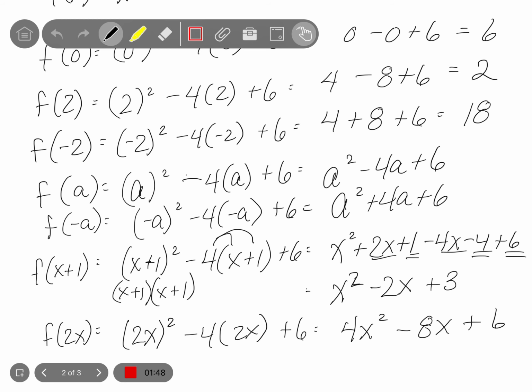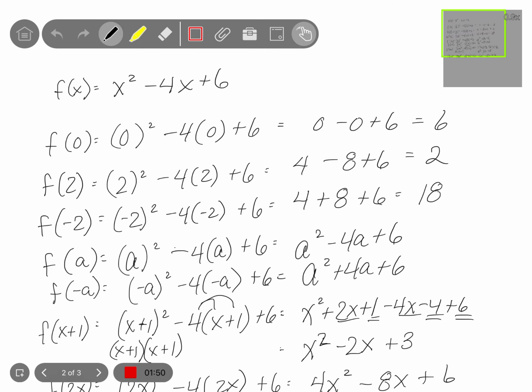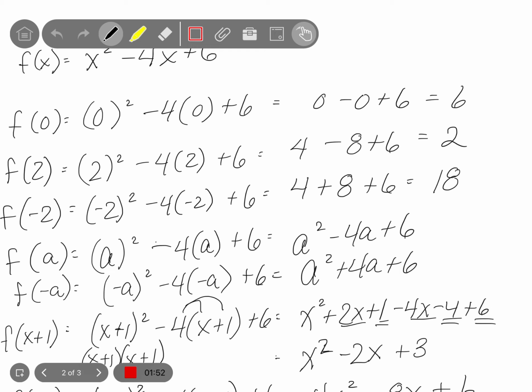Then the next one, I know it's kind of a jumbled mess there, but what it asks you to do is it asks you to take the problem and evaluate all those numbers. So I plugged in 0, I got out 6, I plugged in 2, I got out 2, negative 2, I got out 18, A and negative A.